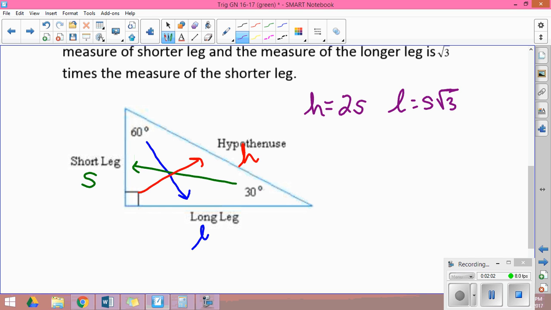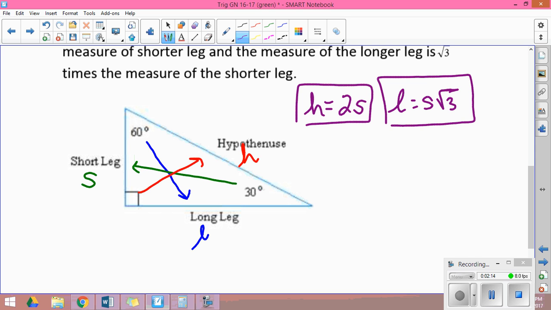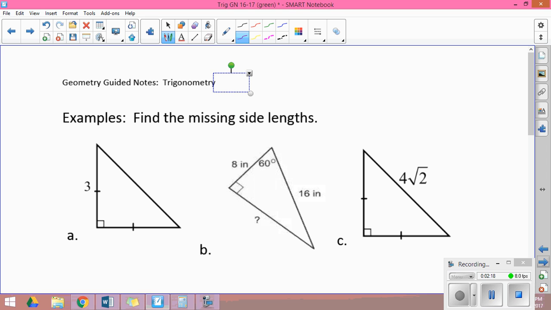So if you know one piece, you can substitute it into these 2 equations, and you can solve for what you don't know. Again, it's maybe going to require dividing by a radical, multiplying by a radical, but we've been practicing that. So let's look at some examples.